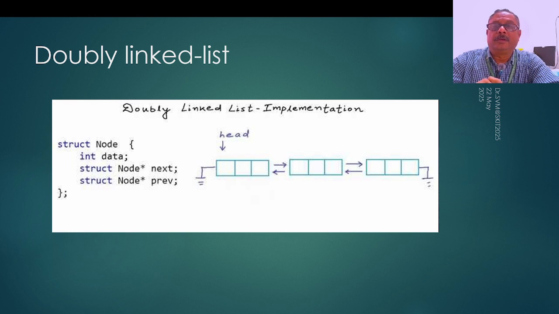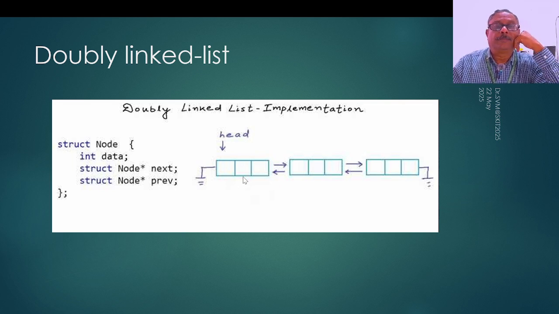As we defined in the previous session, a doubly linked list is made up of nodes, and each node consists of three components. One component is the data, and the other two components are pointers, one pointing to the next node and one pointing to the previous node.